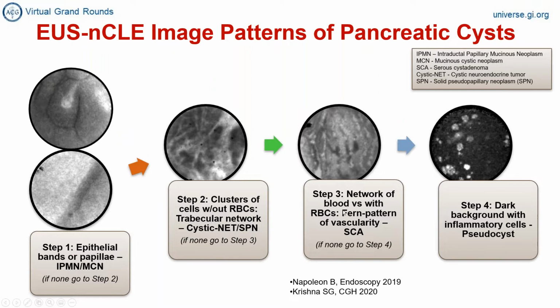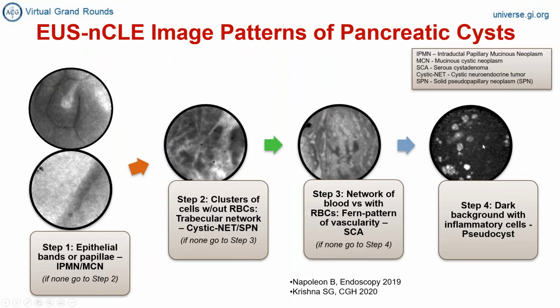FNA. The next cyst type, which is serous cystadenoma, doesn't have a typical epithelial pattern, but has a very characteristic vascular pattern, which is described as the fern pattern of vascularity, or the superficial vascular network, where you see multiple blood vessels with a characteristic pattern like a fern leaf, and you might see RBCs running through the blood vessels in real time.